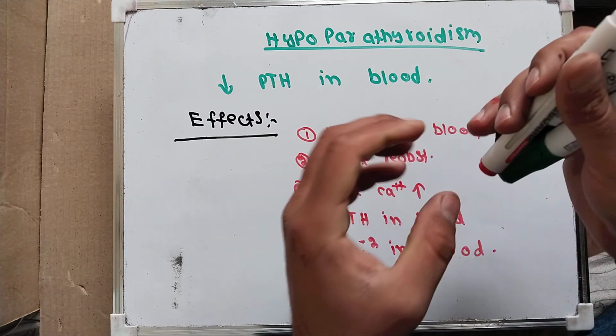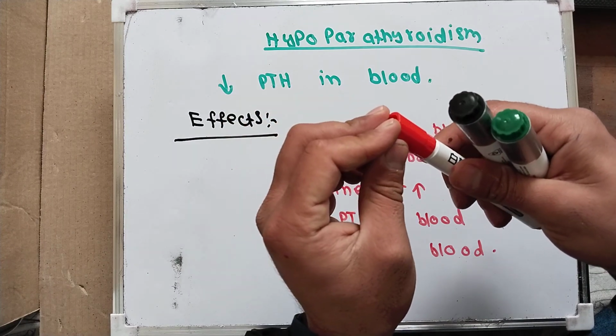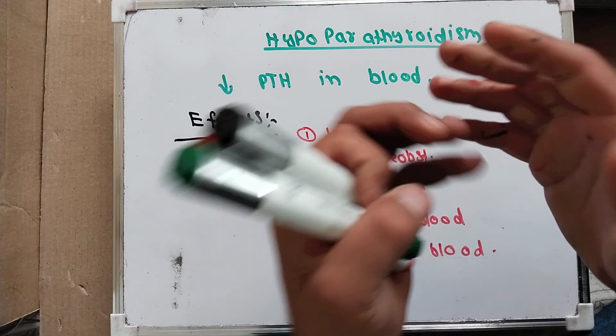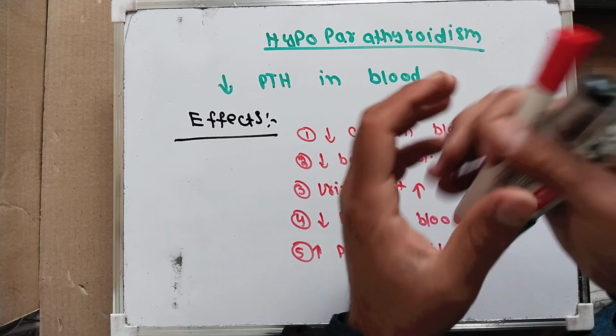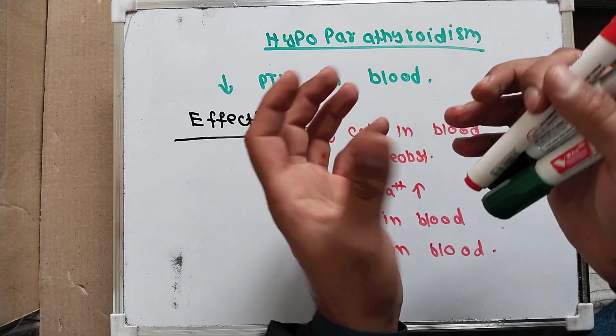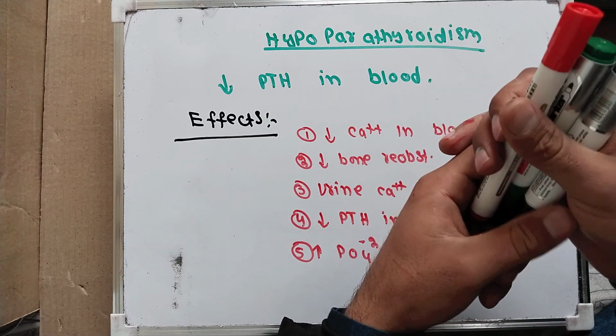So this is all about what I discussed about hypo and hyperparathyroidism. First I discussed the parathyroid gland, parathyroid hormone, and then the problems of hyper and hypoparathyroidism shortly. So I hope you have understood.